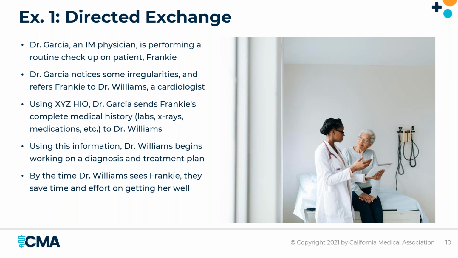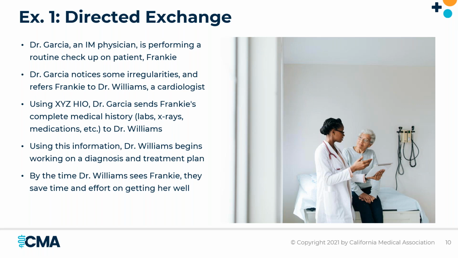In this checkup, Dr. Garcia notices some irregularities and believes that Frankie needs to go see Dr. Williams, a cardiologist. Using, again, the completely made up XYZ HIO, Dr. Garcia is able to push Frankie's complete medical history, labs, x-rays, medications, all of that to Dr. Williams, the cardiologist. Using this information, Dr. Williams can begin looking at Frankie's case immediately before Frankie ever walks into Dr.